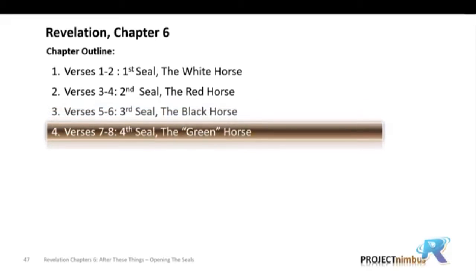Verses 7 through 8 deal with the fourth seal, otherwise known as, everybody make the quotes with me, the green horse. You're going to see why we do that in a minute. Some translations call him the pale horse. Why is there quibbling over what color this horse is? Is John colorblind? No, we're just not very good at linguistics.